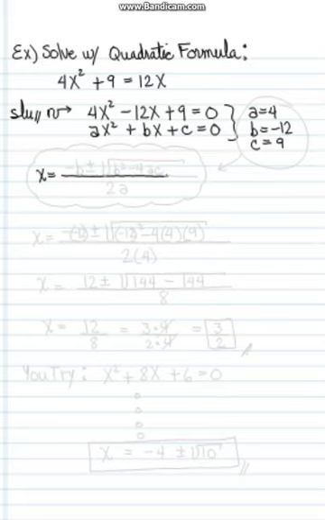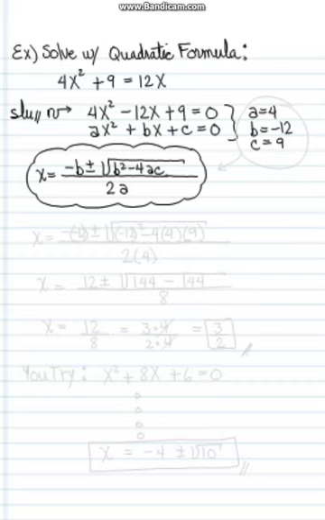Now the formula is x equals negative b plus or minus the square root of b squared minus 4ac over 2a. And now we know which values to plug into it. So that's our next step. Plug in these values for a, b, and c.